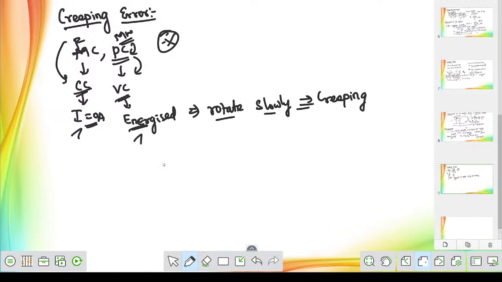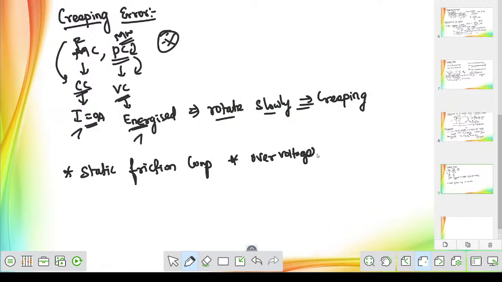So what is the reason for this? If you are considering the creeping error, the main reason is static friction compensation. As we are observing, we have given one static friction compensation in the wattmeter also. Static friction compensation is one reason, and the other reason is over voltages.